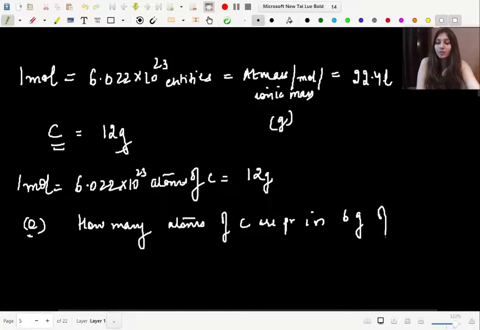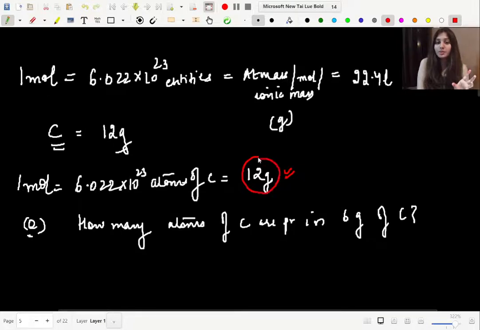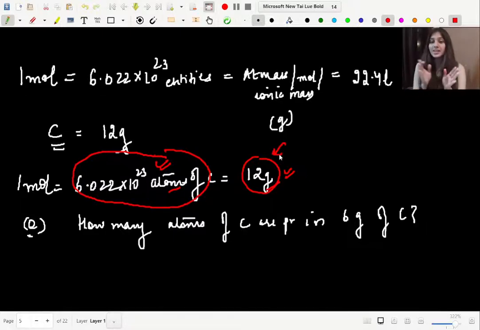6 gram of carbon. Now I want to know how many atoms there are in a given amount of mass. So what I'll do is, since I want to establish a relationship between two things, number of atoms and grams, in this line which I already have written about carbon, I'll just highlight these two. So I want this and this, meaning number of atoms and the grams. What I have to find out is how many atoms. So this part I have to find out, and this part I already know is given to me as 6 grams.